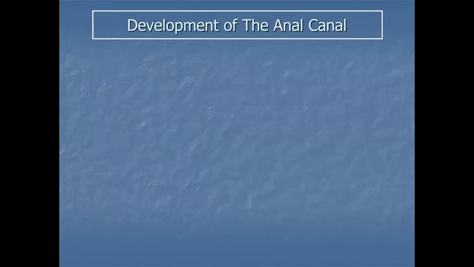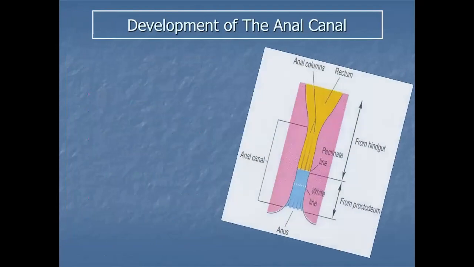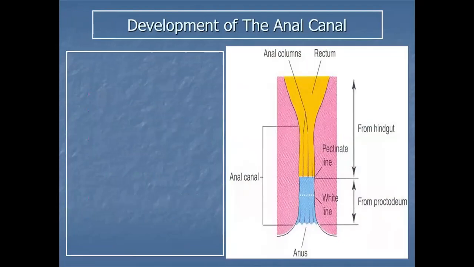Now coming to some development of the rectum and the anal canal. Why is this important? Because depending on this development, the blood supply, venous drainage, lymphatics, and nerve supply all differ here. That's why the development of the anal canal is important.